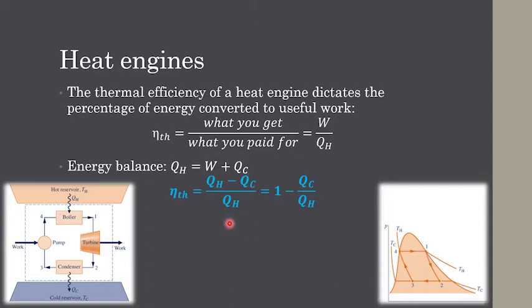Factoring out QH, we can simplify this further into 1 minus QC over QH. This is the thermal efficiency of a heat engine. We simply need to know how much heat is being rejected to the cold reservoir and how much heat is being absorbed from the hot reservoir. Do not get confused because sometimes Q sub C can also be represented as Q sub L, representing the heat transfer to the low temperature reservoir.